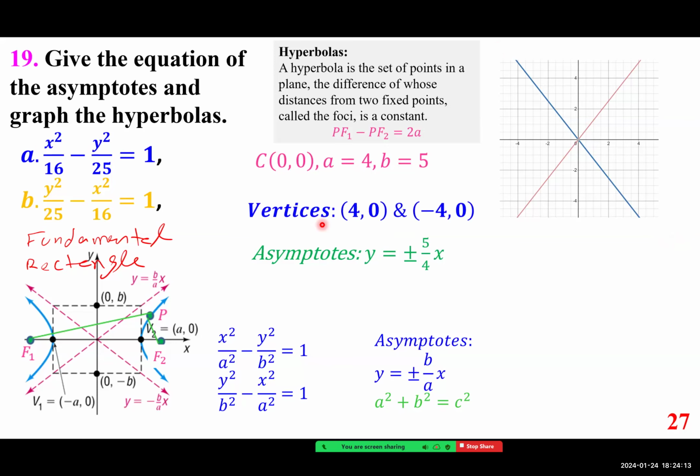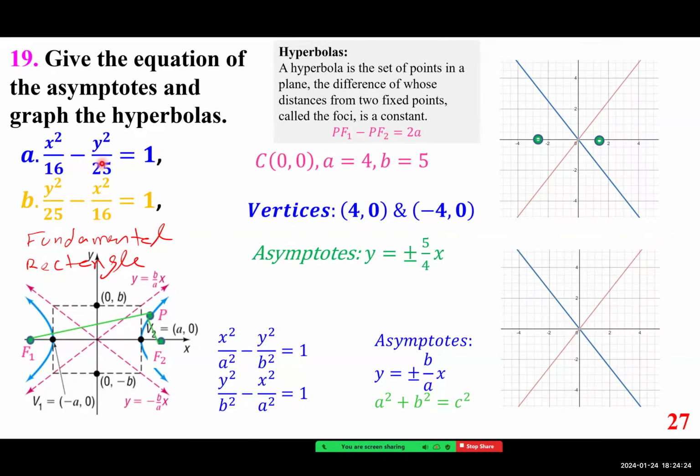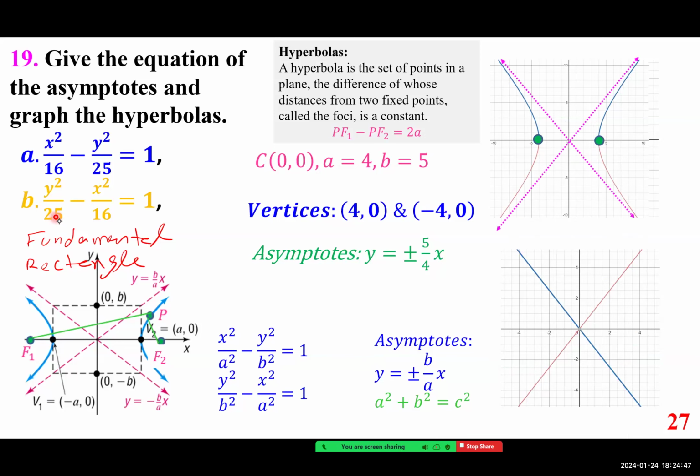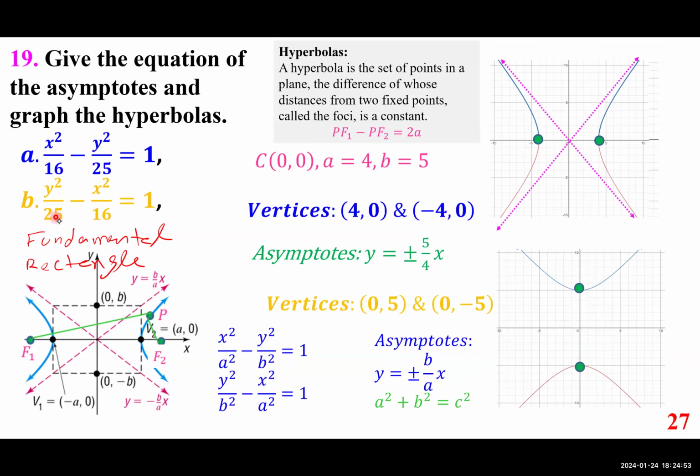Now, the vertices for this one are 4, 0 and minus 4, 0. This opens sideways. Now, this one is the same, with the same asymptotes, but in this case the vertices are located at 0, 5 and 0, negative 5. So that's this one, and that's the graph.